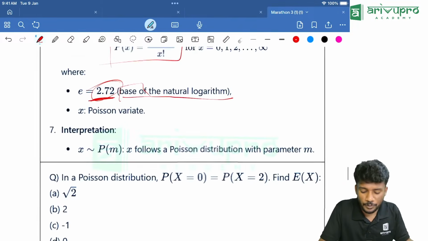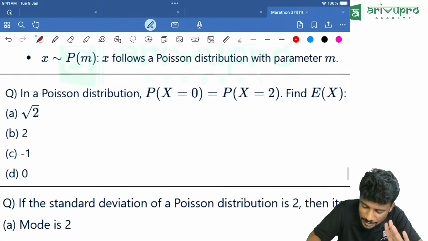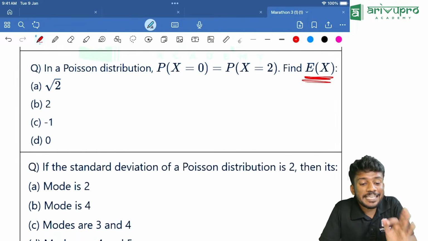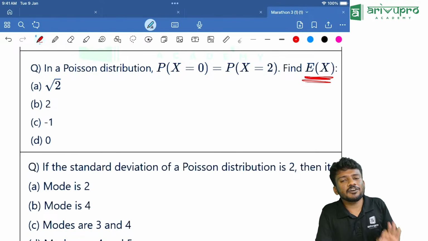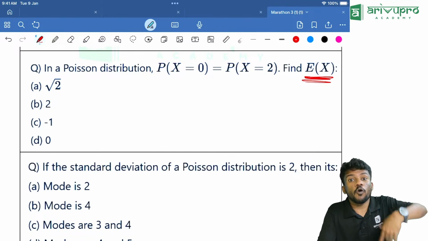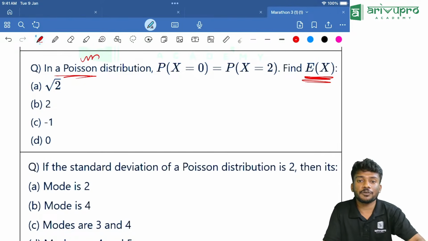2.72. X is the Poisson variate, or number of what? Number of successes. Now people, look at the question. Again, E of x. E of x means what? You tell me, what is E of x? E of x is nothing but the mean. How will you find the mean? For a Poisson distribution, we need to find the value of m.